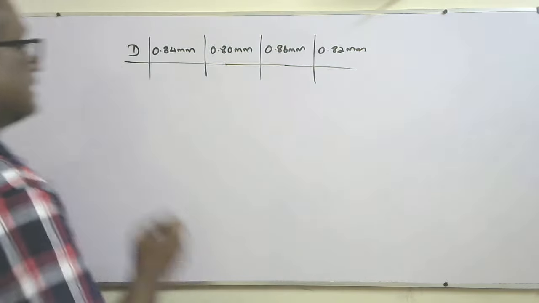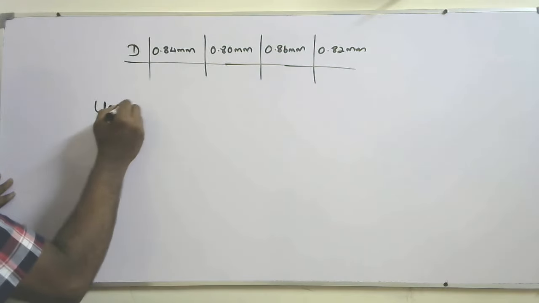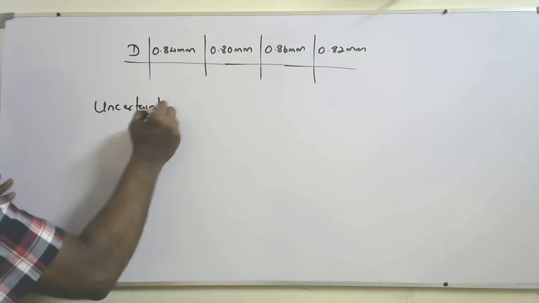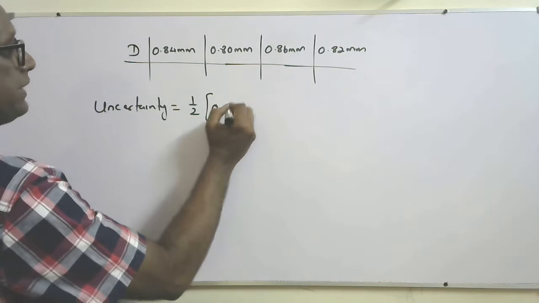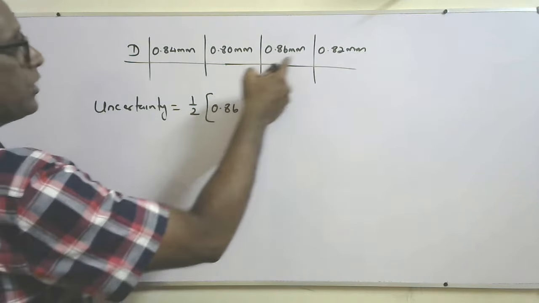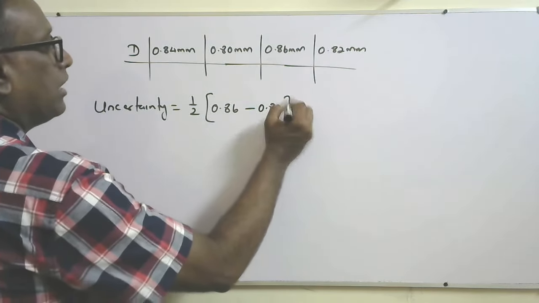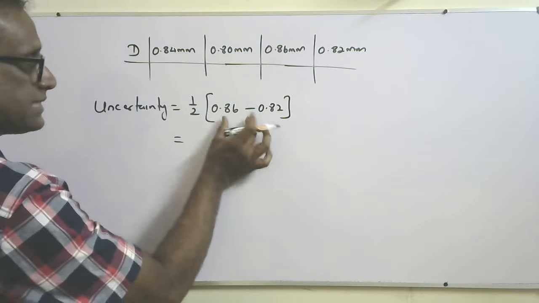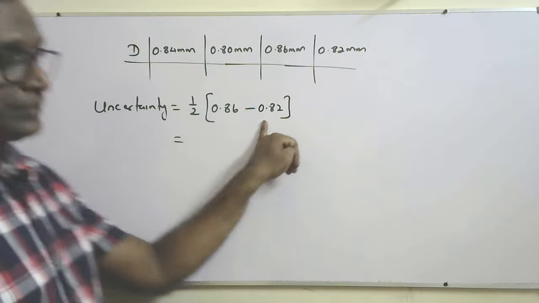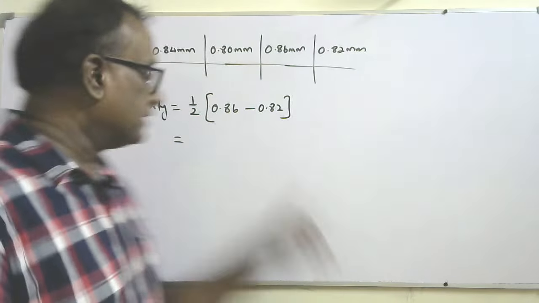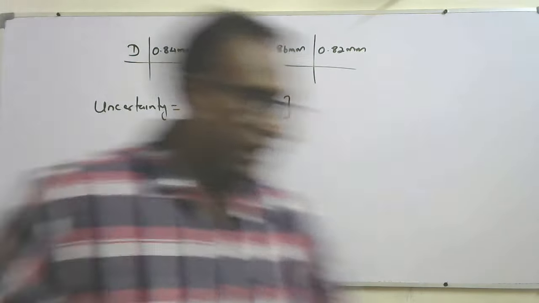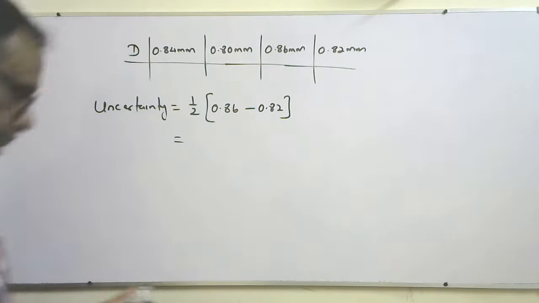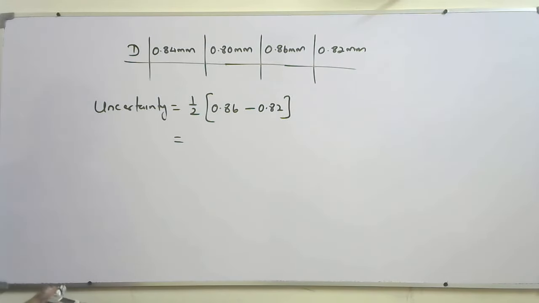How to find the uncertainty? Uncertainty in D is given by half into maximum minus minimum. Among them, what is the maximum? 0.86 minus minimum 0.82. The answer should be given with the same decimal point. So here it's in 2 decimal point or 2SF. If the answer is with the same decimal point, that is the uncertainty value. So here the uncertainty will be equal to 0.02.